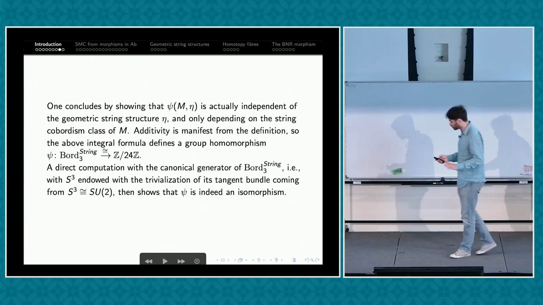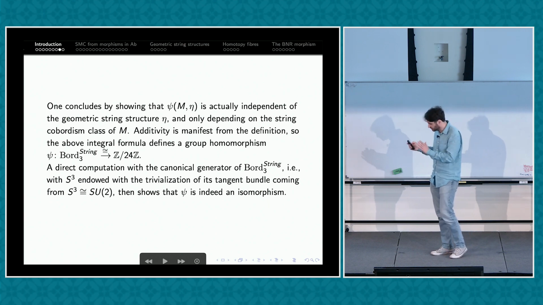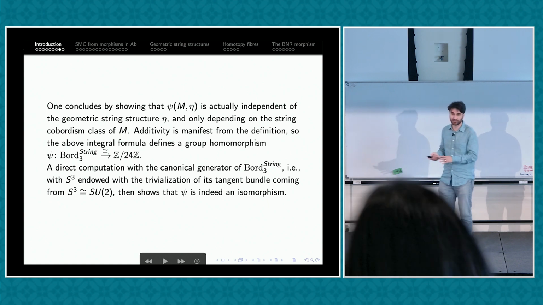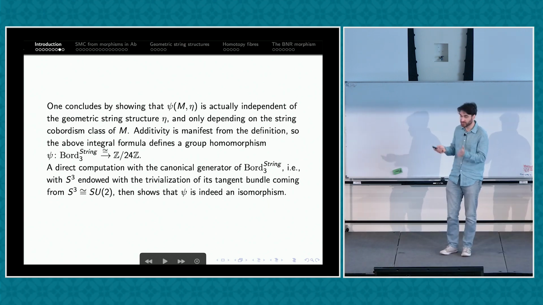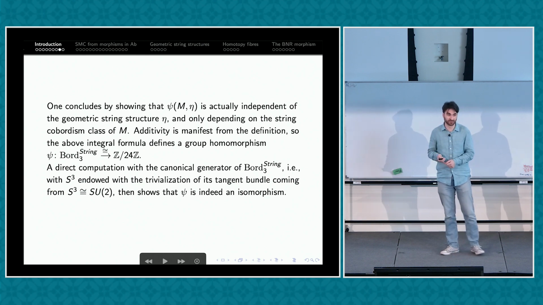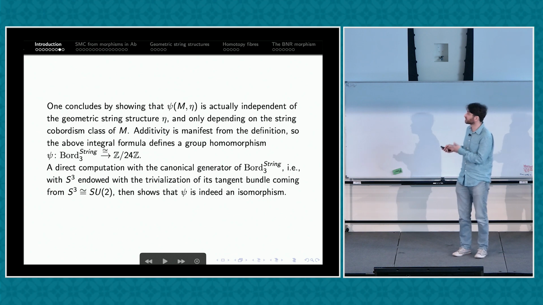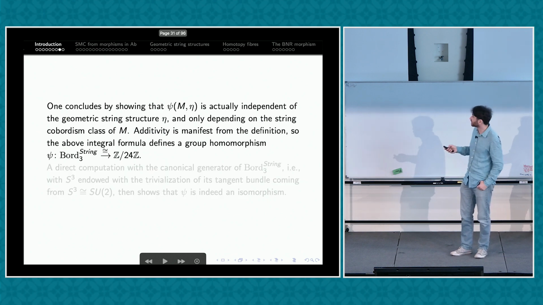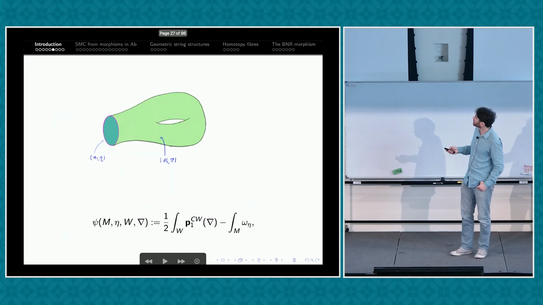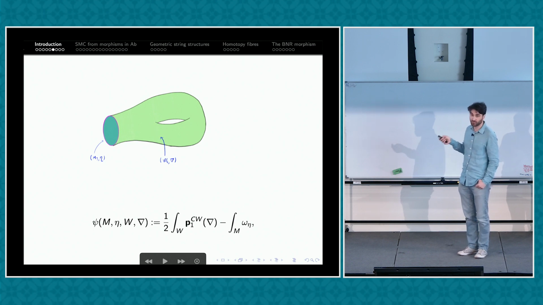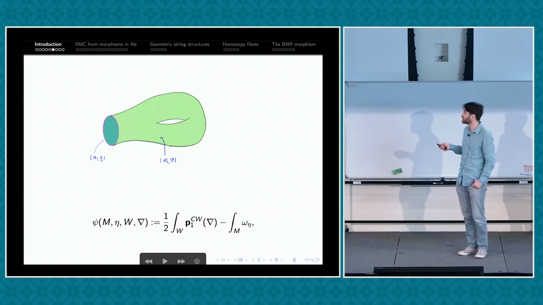Okay, this is completely classical. I have nothing to do with this. It's all due to Bunke-Naumann and independently to Redden. So what I'm trying to explain in this talk is why one should naturally think of a structure of this kind, why one should come up with this formula, precisely this one, and why this formula gives integer values.